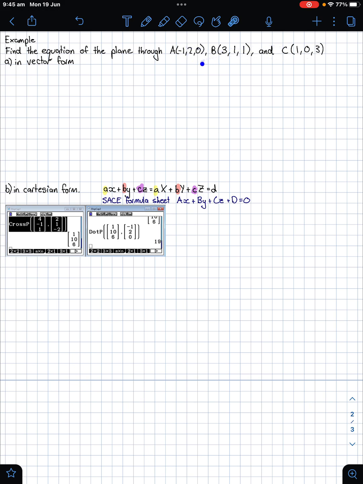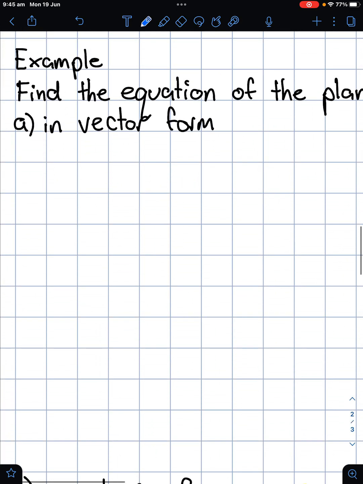So these three points would form a triangle, and you've got to imagine a triangle is flat. So it doesn't matter that all our X points are different, all our Y points are different, and all our Z points are different, because that triangle sits on a plane of some form. To start this off, we're going to use vector form. Now, this is not in our course, but it's reasonably simple to think about.